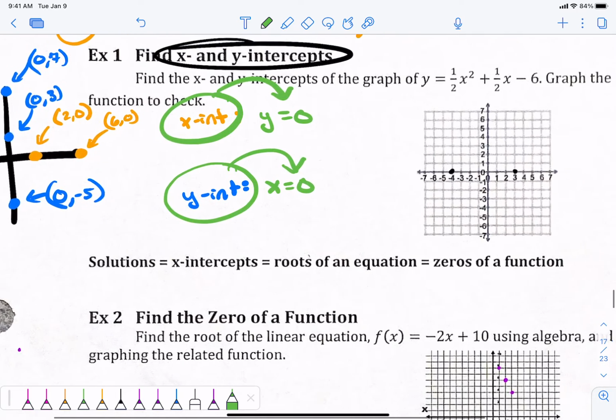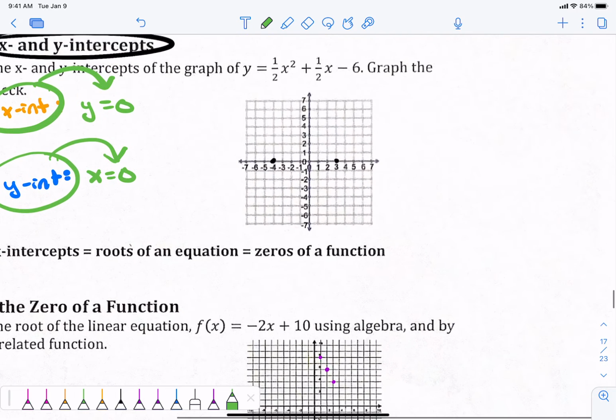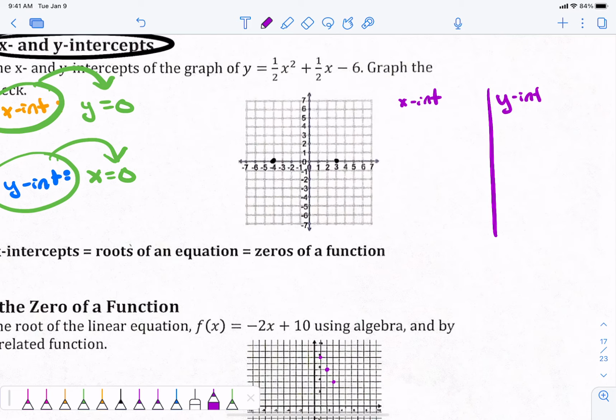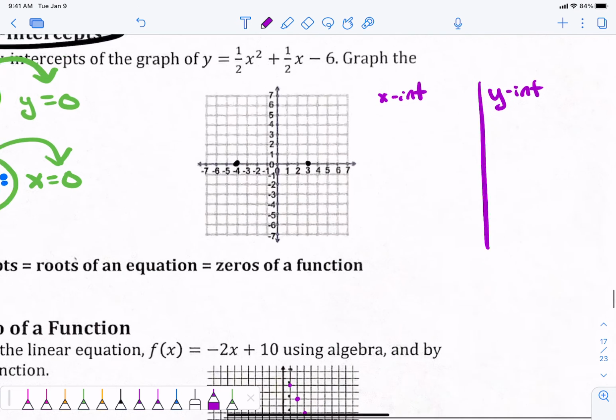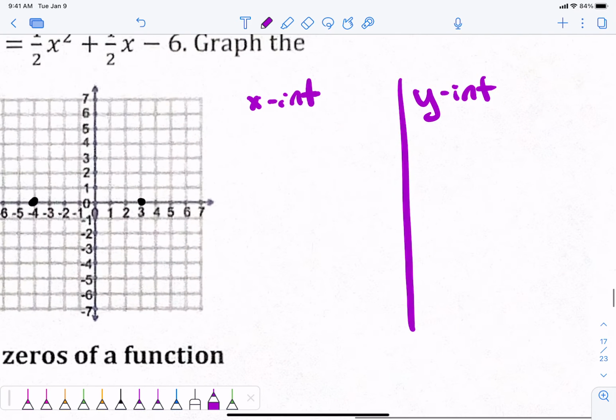All right. Find the x and y intercepts. Here we go. I'm going to do x-intercepts over here, and I'm going to do the y-intercepts over here. We're going to do like a division symbol here. And just because the y-intercept is easier in this case, I'm going to do the y-intercept first. This is going to be the first one that I'm going to do.